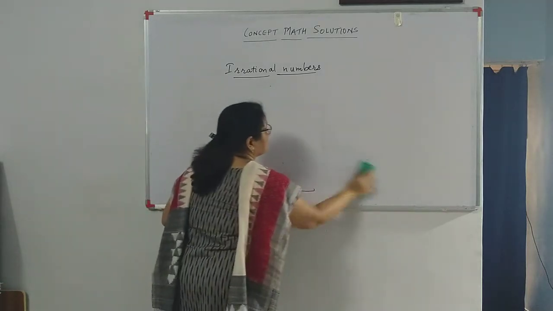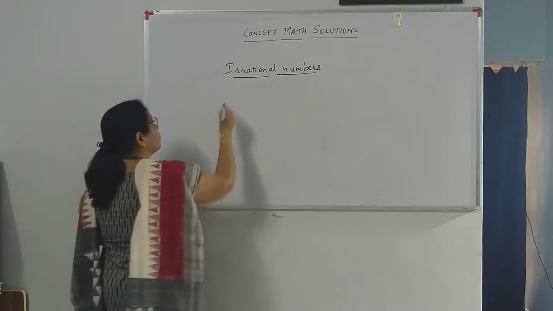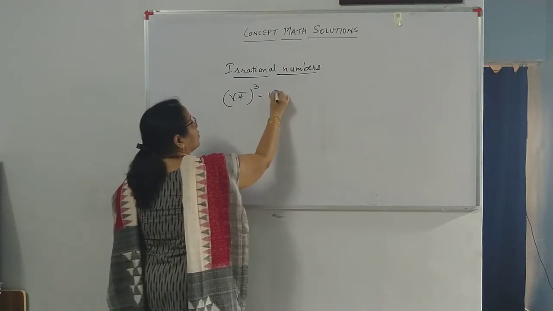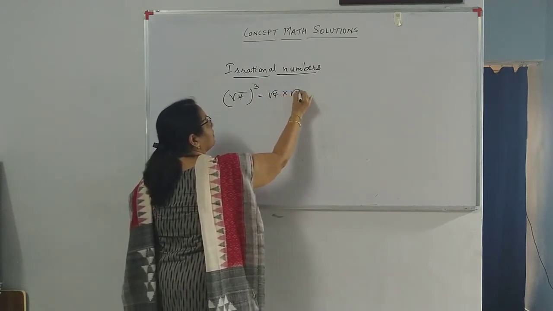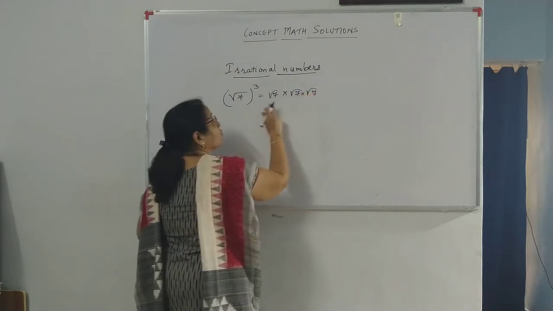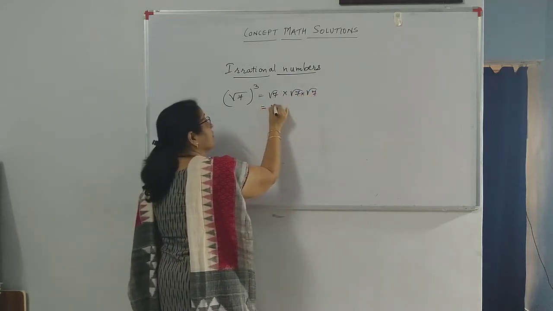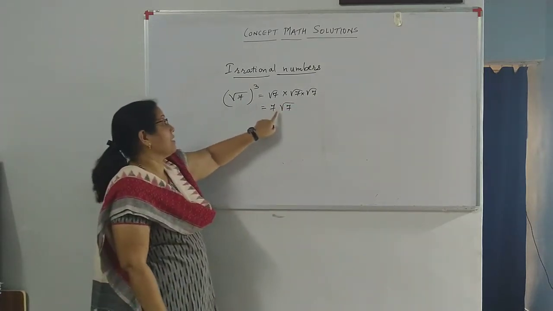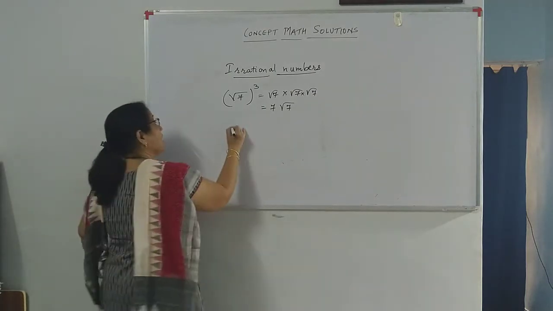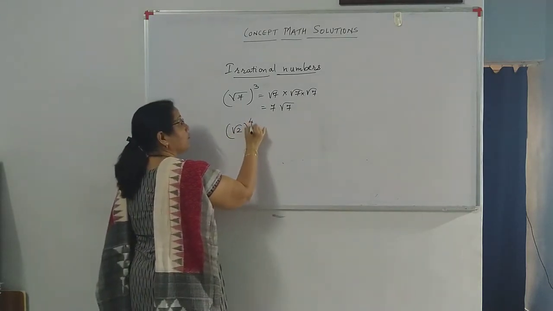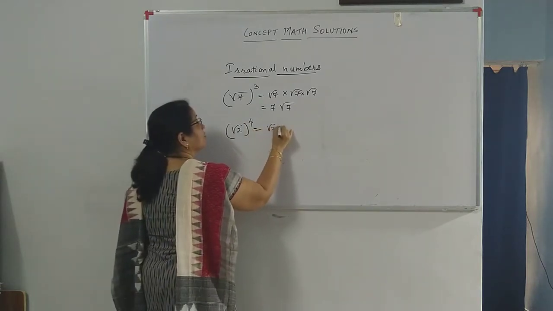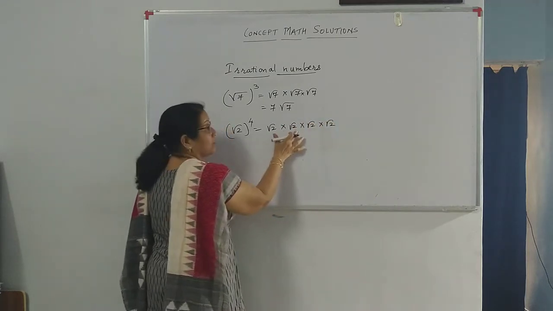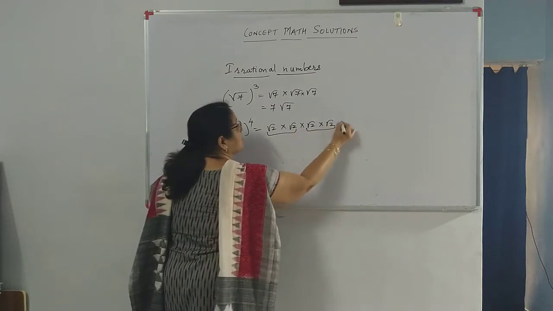Suppose now I have root 7 to the power 3. It means what? Root 7 into root 7 into root 7, right? Root 7 into root 7 is 7. So 7, and this root 7 remains as it is. So root 7 cube is 7 root 7. Now I have, say, root 2 to the power 4. Again it is root 2 into root 2 into root 2 into root 2. This is 2, this is 2. 2 2s are 4.